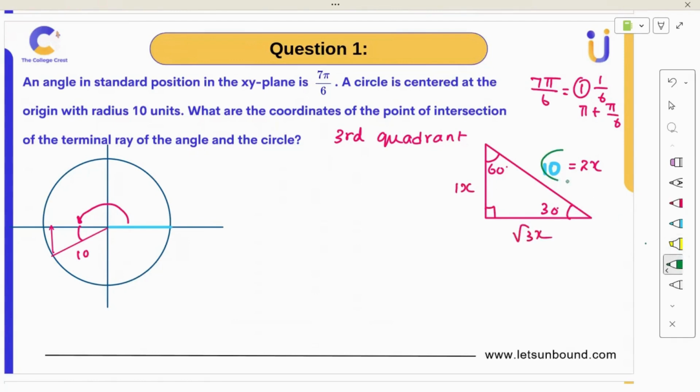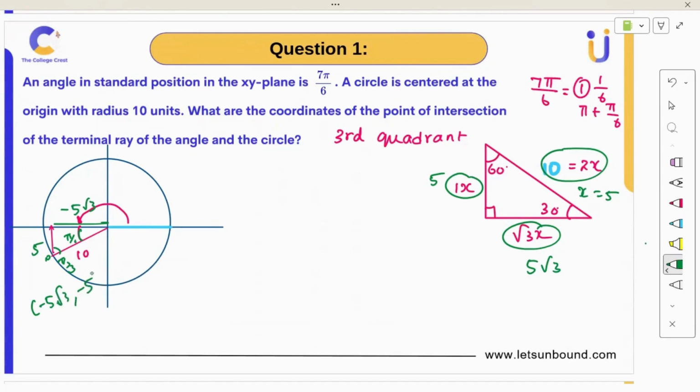So let's find x, because we got an equation, x is 5. So what happens here? It becomes 5√3, and this will become just 5. So this is 5√3. Opposite to 30, that is π/6, is 5. And opposite to π/3, 60, this is 5√3, negative because it's on the left side of the y-axis. So the point is (−5√3, −5). Right, so this will be the answer.